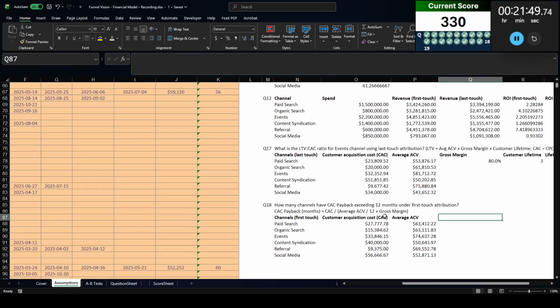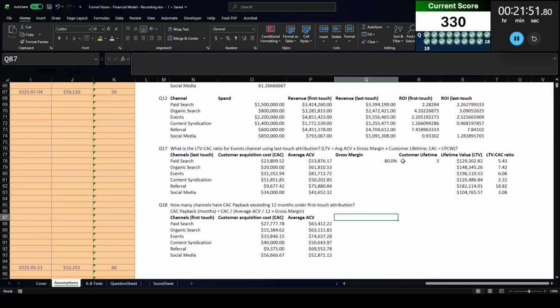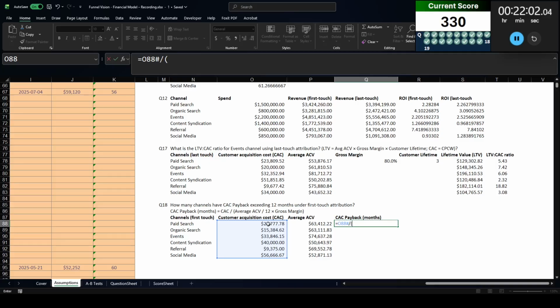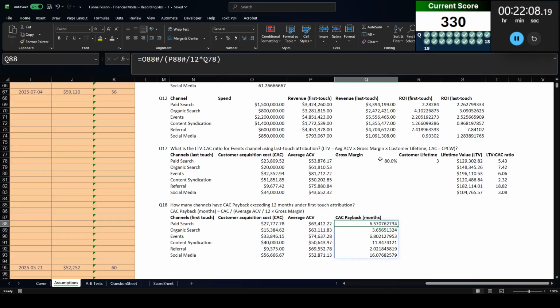And then times 12 times gross margin. Okay, so we can already calculate CAC payback in months, right? So we'll take the CAC divided by the average ACV divided by 12 times the gross margin, which is listed right there. How many channels have CAC exceeding 12 months?